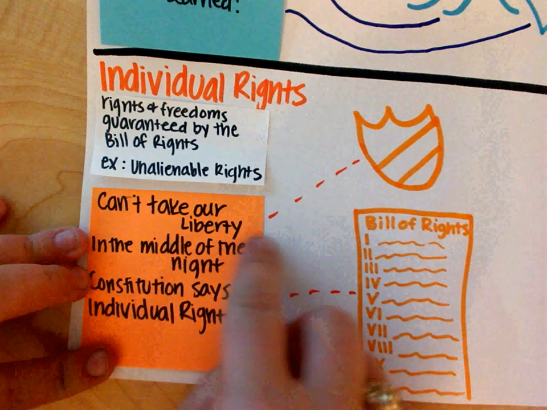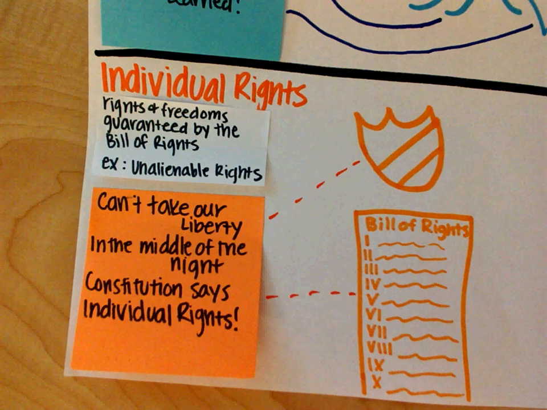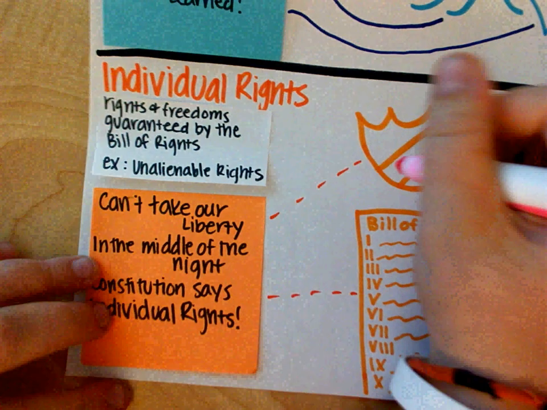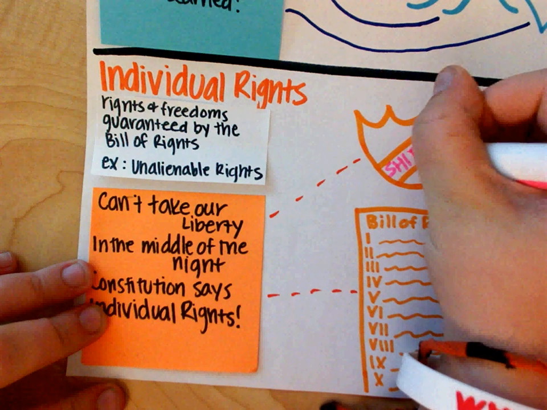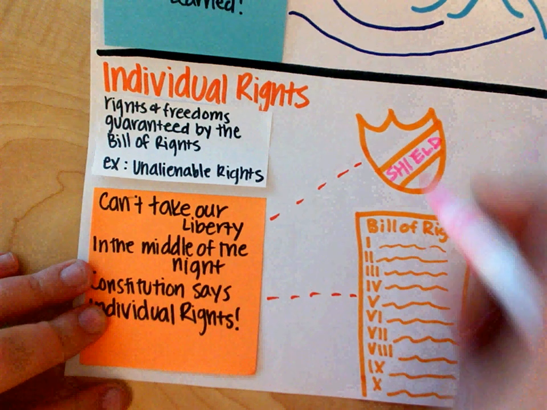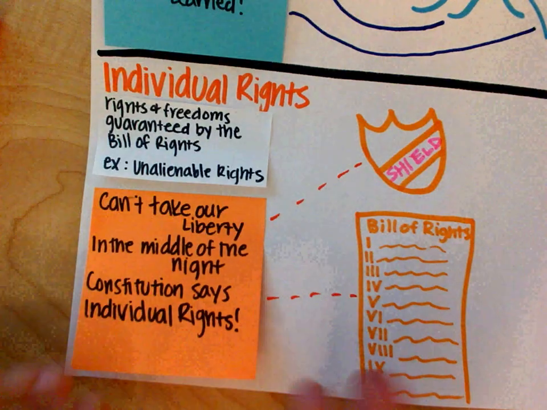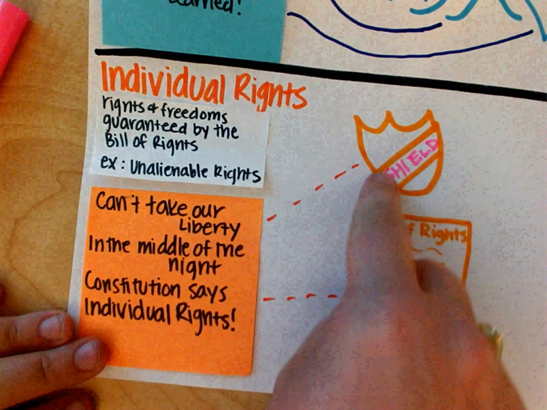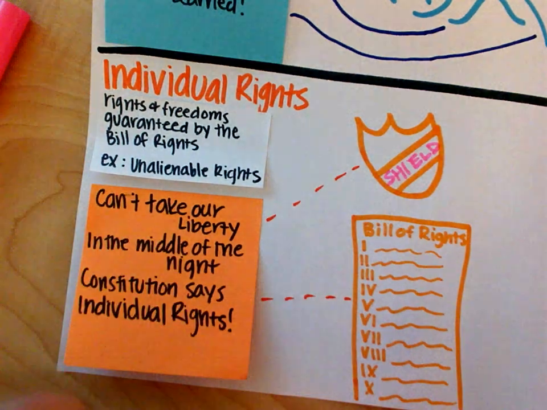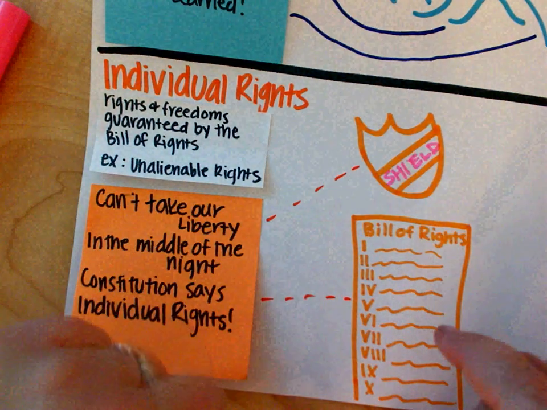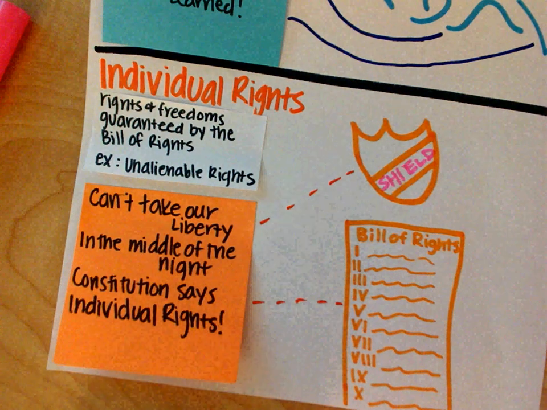And our chant for this is, can't take our liberty in the middle of the night, Constitution says individual rights. The symbol here is a shield, and you create a shield with your hand. Can't take our liberty in the middle of the night, the Constitution says individual rights. And you do the Constitution thing with your hand, because the Bill of Rights are added to the Constitution. The Bill of Rights are part of the Constitution.